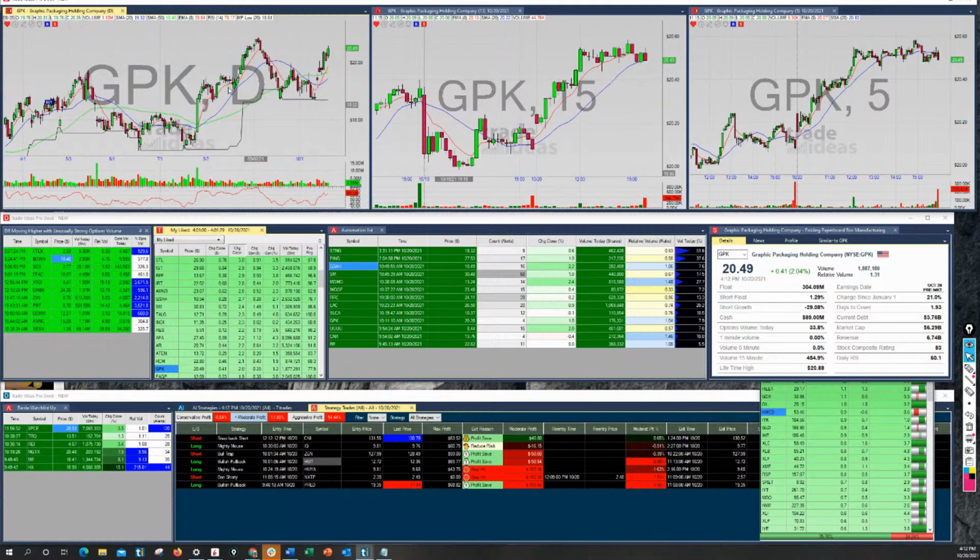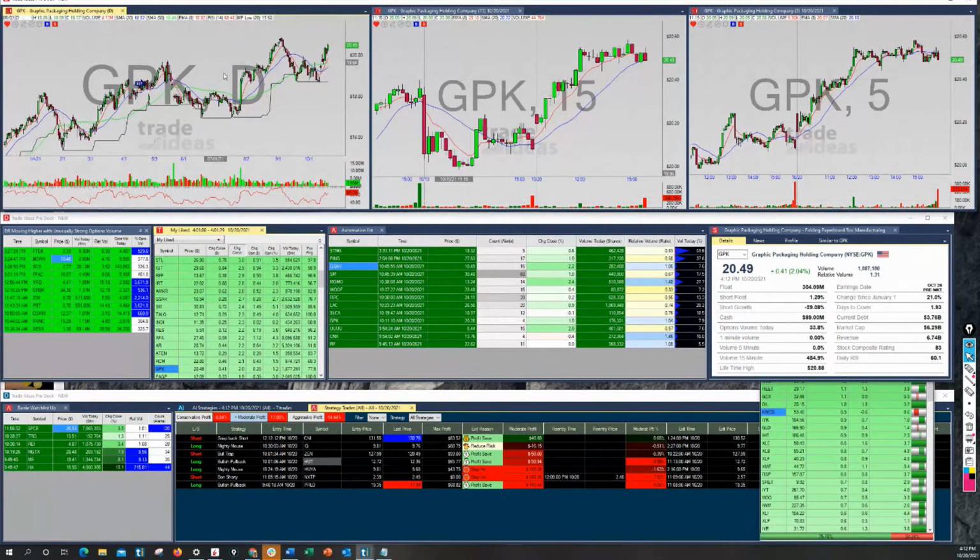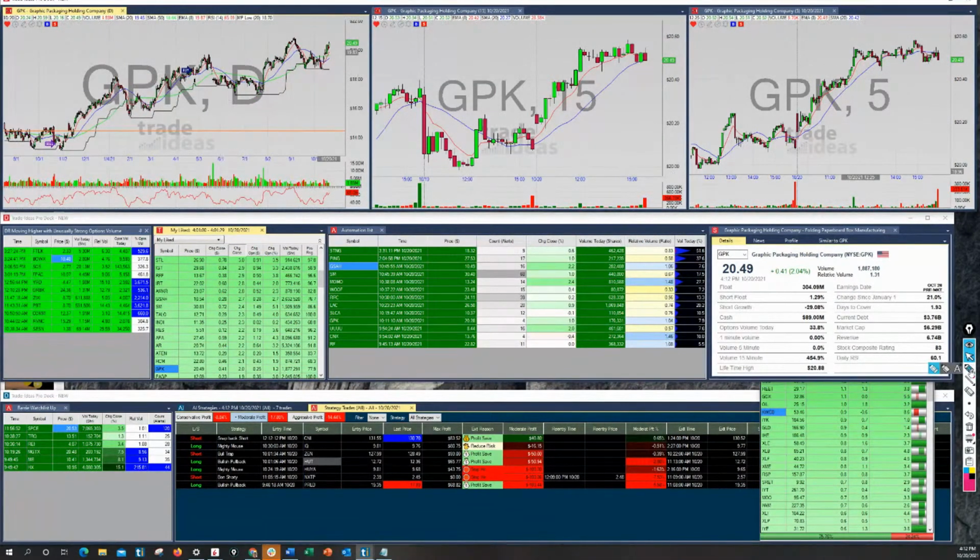Hindsight, nice to find it back there. You could always filter for things like that. And I like this right here. Cup handle. That's pretty classic right there. So there's no reach or stretch on that one at all. So we'll see what tomorrow holds for GPK.